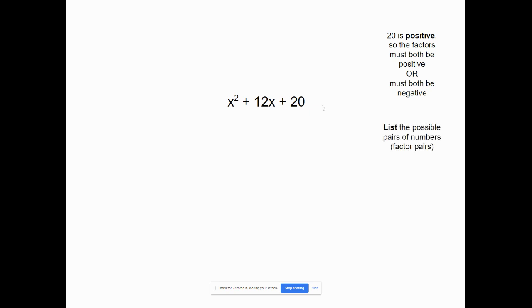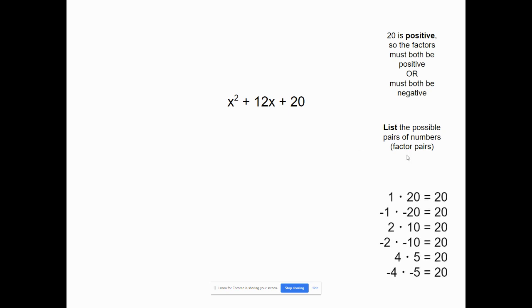So we can list the possibilities. And we list all of these that you see here. 20 has quite a few factors, so there's a lot of possibilities. And they're in pairs, both positive or both negative. But then we go and look at the positive 12 here. And that is positive, so we know that the only options that we really need to examine are our positive options.